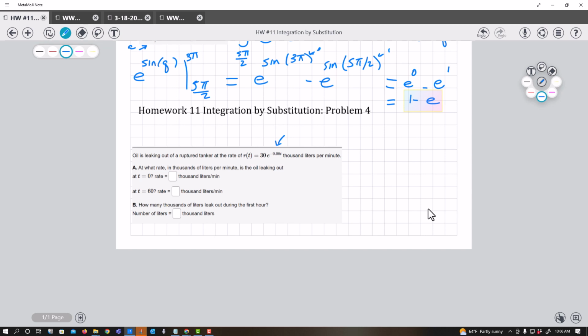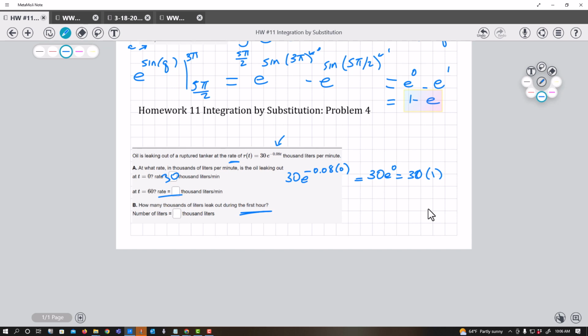But before we get to that, so it says this is a rate. So at what rate in thousands of liters is the oil leaking out at t equals 0? That just simply means plug in 0. 0.08 times 0 and 30 e to the 0, which is 30. And that's how we get 30 there. And then the second one, just simply plug in 60.